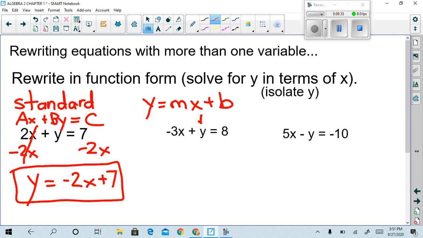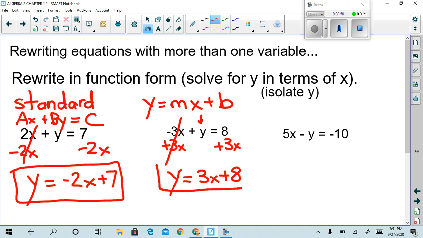In my second problem, again, my goal is to get y by itself. I have to isolate this. So I'm going to add 3x to both sides. It will cancel on the left, leaving me with y. I put my x term in front of my constant, and there it is in slope-intercept form or function form. Let's try maybe 1 or 2 more.